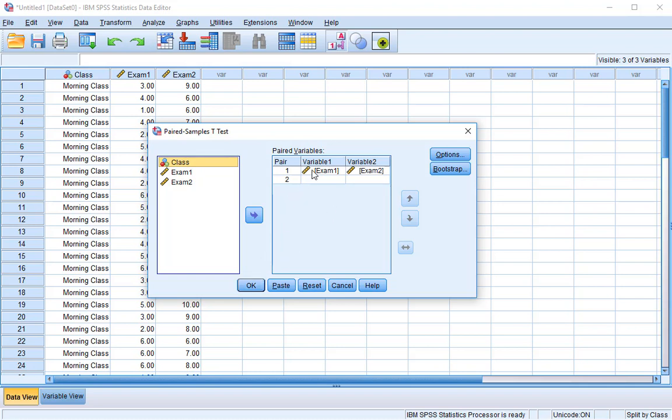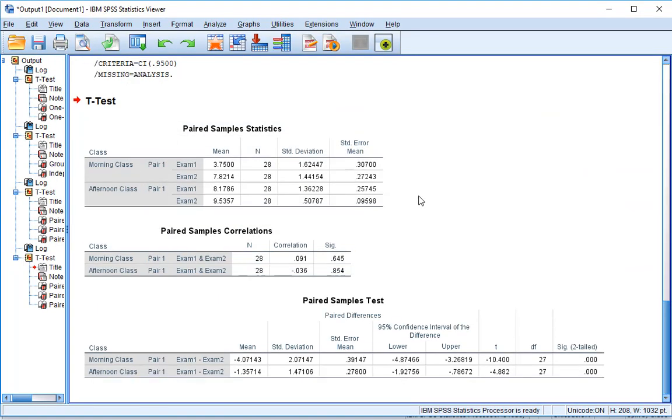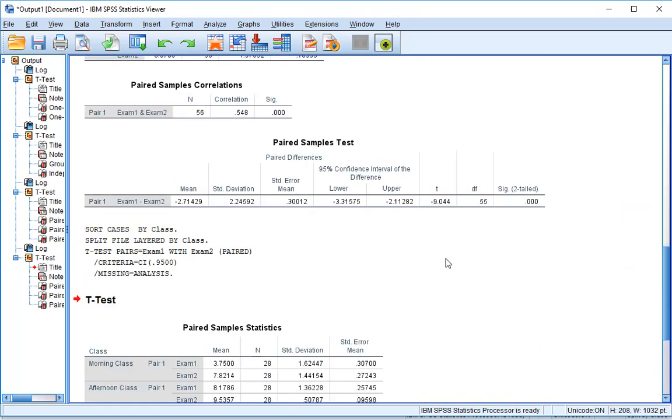So to break it down, we're not just doing one paired samples t-test right now. Well, it may look like we're doing one. When we press OK, what you'll see is it will run two paired samples t-tests. It will look at only those in the morning class and only those in the afternoon class. When we press OK, our paired sample statistics, notice there's a little bit more information here than the previous one.